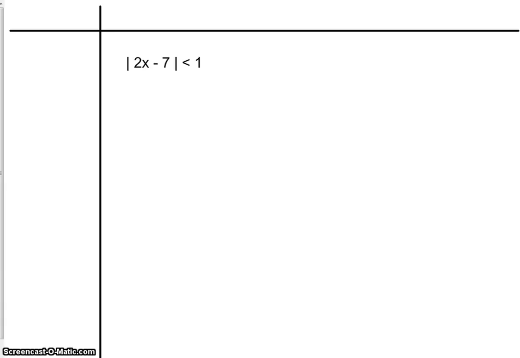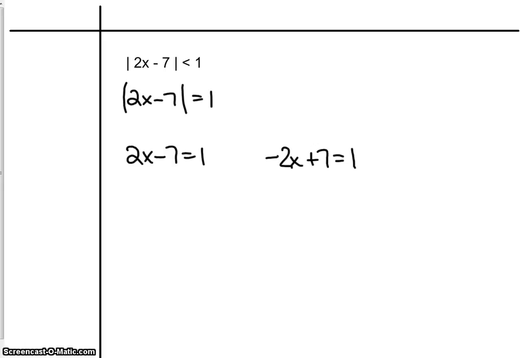All right, so absolute value of 2x minus 7 less than 1. If we go through our stages again, number 1, solve it like it's an equation. So inside equals outside. Opposite of 2x, opposite of negative 7. And again, we always want to keep this distance the same. So I'll solve each of those.